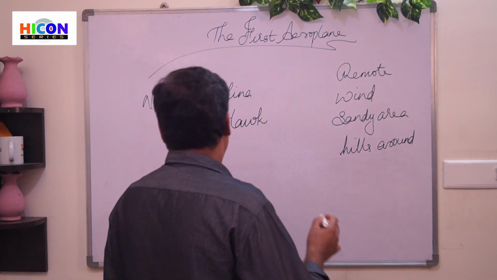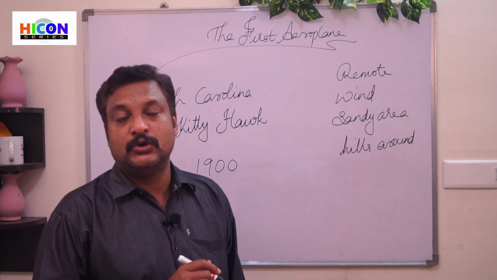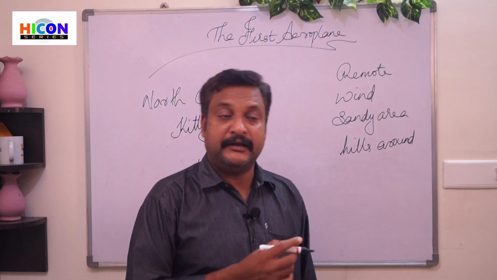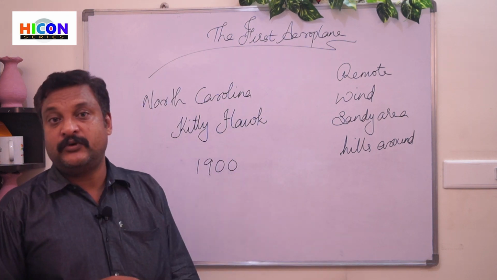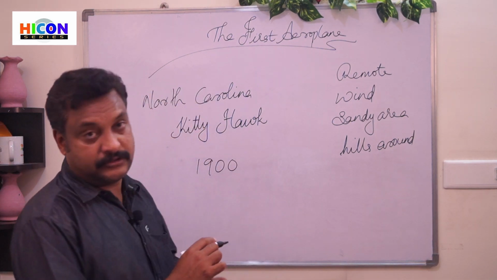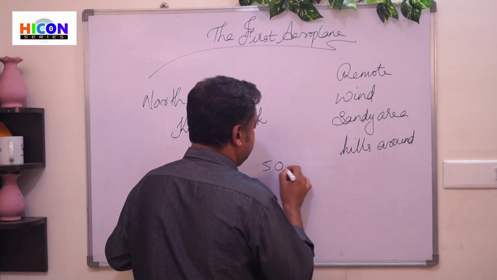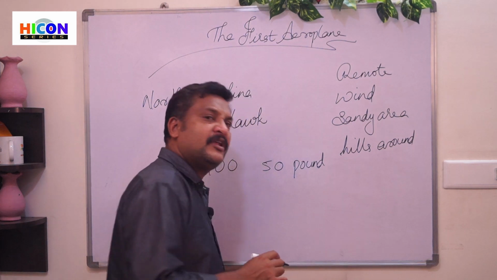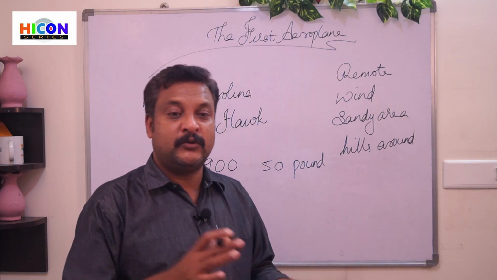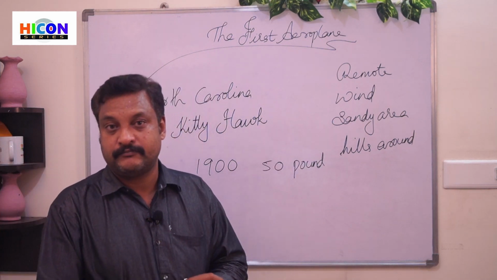Right? This happened in 1900. In 1900, the Wright brothers were able to make a successful flight with a glider at Kitty Hawk. So the first successful glider that they tried was about 50 pounds heavy. A pound is equal to about half a kilogram. So 50 pounds means around 25 kilograms. Okay, there was no motor in that, there was no engine in that. These were just like kites, huge kites, right?